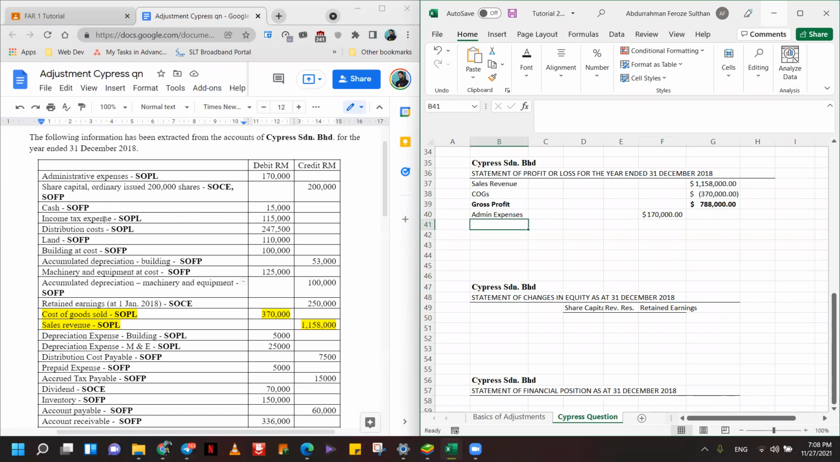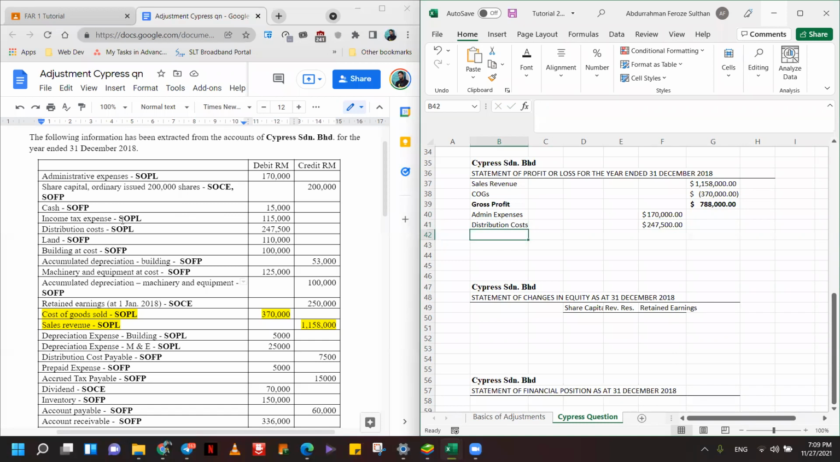Income tax? Income tax should come later, right? The tax comes at the end. Okay, we have distribution costs. How much is this? 247,500, correct?